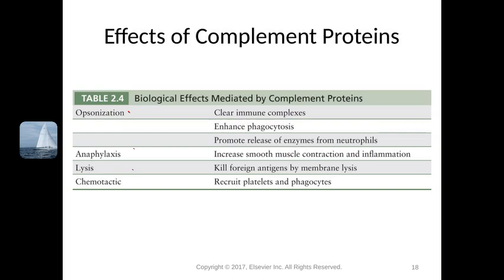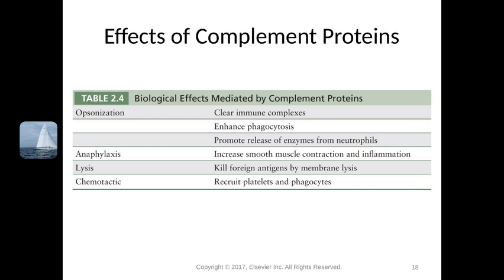We want to get rid of the complex. We want to enhance phagocytosis. We want to promote our enzymes being released from our neutrophils to kill our bacteria. We want to increase smooth muscle contraction and inflammation to basically localize our immune response. We want to kill our foreign antigens and recruit platelets and phagocytes, which will often be our monocytes, our macrophages, our neutrophils. These have our phagocytic capability.